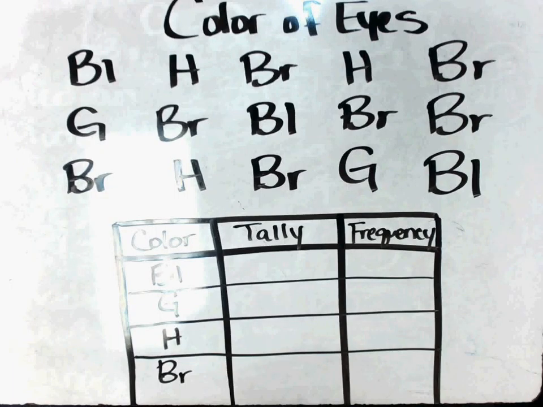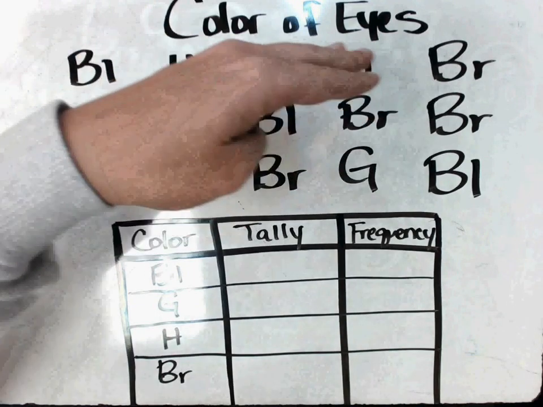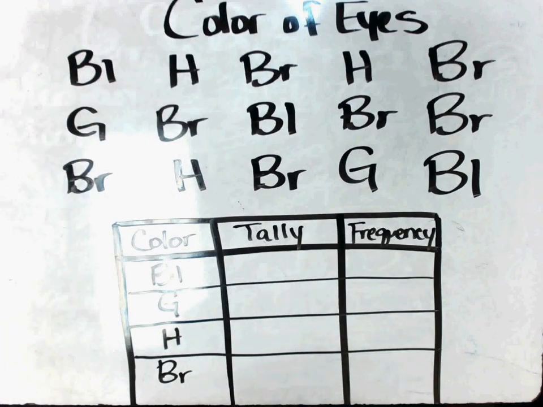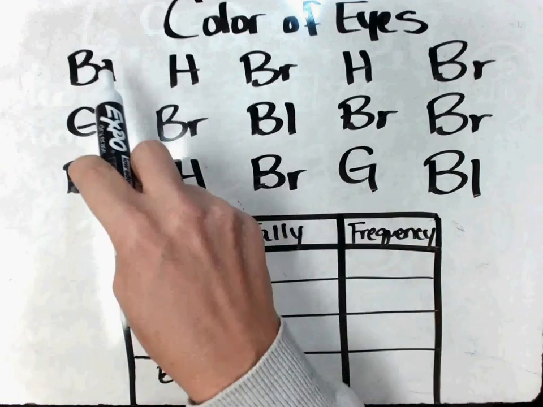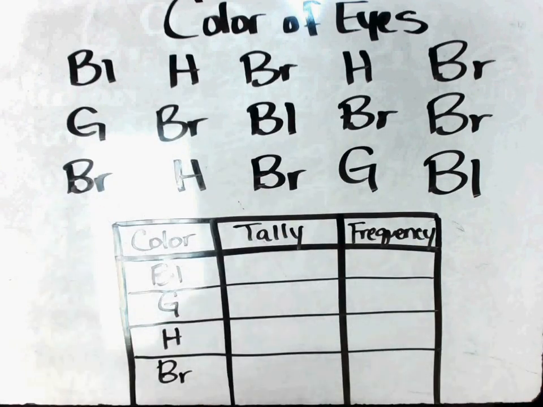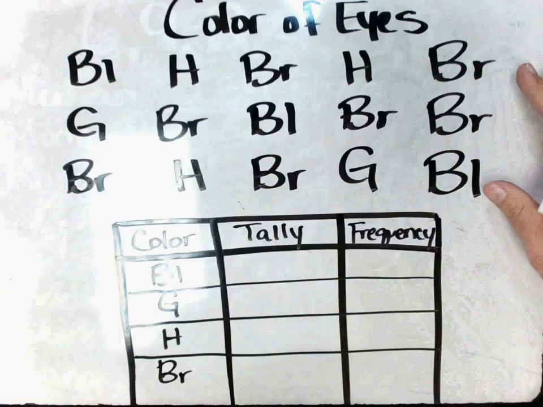A frequency table, you start with a set of data. In this case, our set of data is a survey of what color of eyes everyone had, okay? So BL stands for blue, BR stands for brown, G stands for green, and H stands for hazel. So there was a survey done. Everyone was asked what color of eyes that they had, and these are the answers that they gave. So this is our set of data up here.